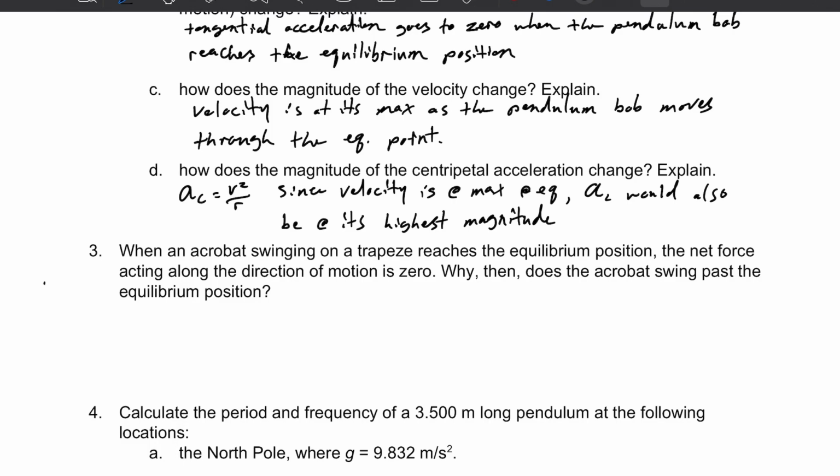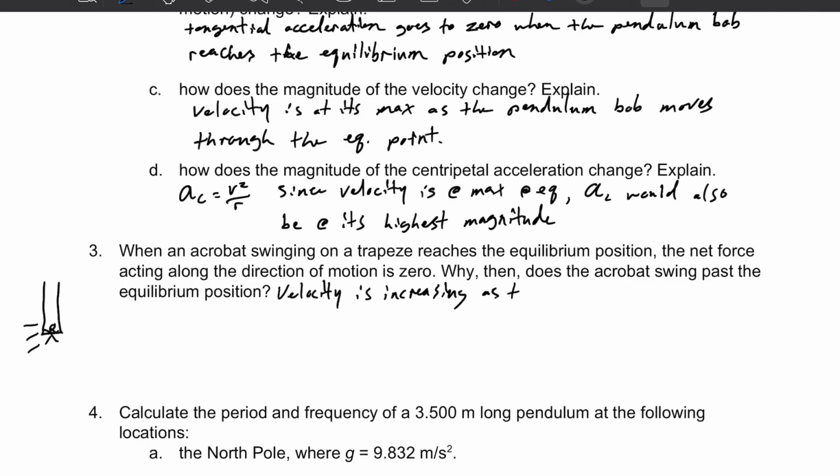When an acrobat swinging on a trapeze reaches the equilibrium position, the net force acting along the direction of motion is zero. Why then does the acrobat swing past the equilibrium position? It's basically saying, well, if the force is removed and the acceleration isn't there, why don't they just stop instantaneously at that equilibrium position? Have you ever gone to a park and swung on a swing and you're going really fast back and forth? Why don't you just immediately stop at the bottom?